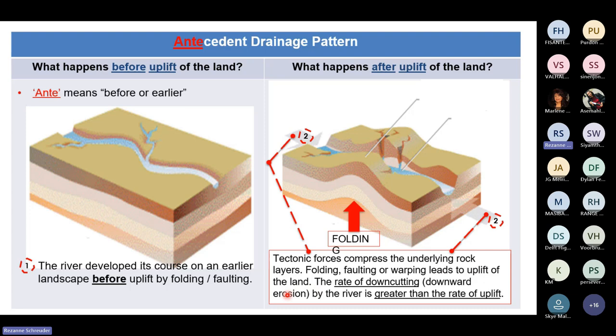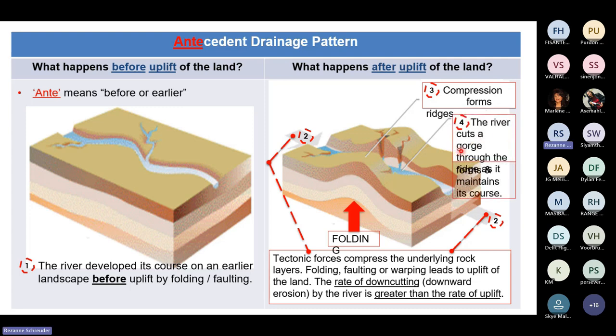So the rate of downcutting or downward erosion by the river is greater than the rate of the uplift. So this river will still flow and then the land will be uplifted. Right, so this compression will then form ridges. You can see that bend in the landform over there. And then this river cuts a gorge through the ridge as it maintains its course. So the land will be lifted, but this river is just carrying on. The river then is older than the landscape or the structures that it flows over.